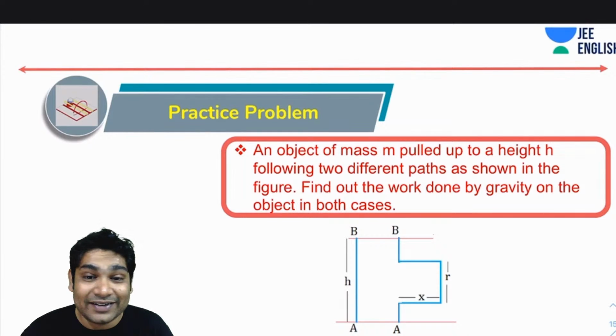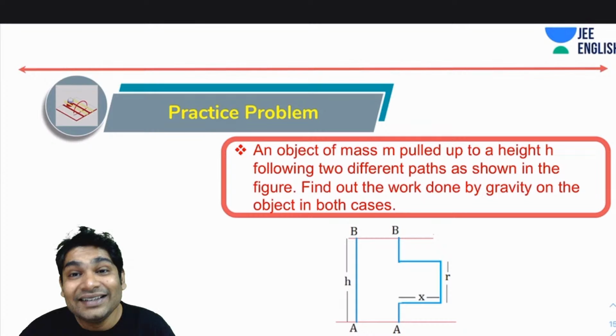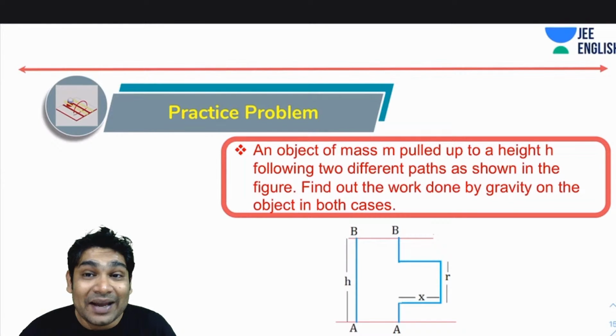So why don't we get to some practice? You've been asked that an object of mass m is pulled up to a height h using two different paths as shown. Find out the work done by gravity.